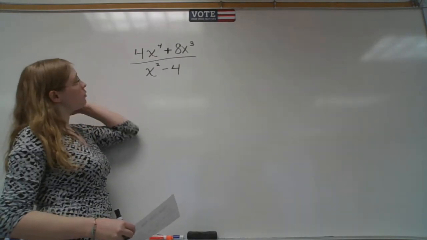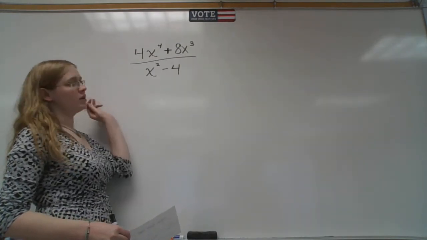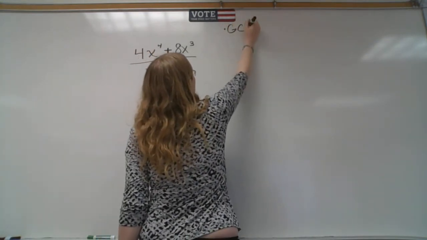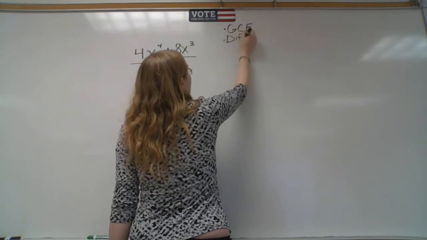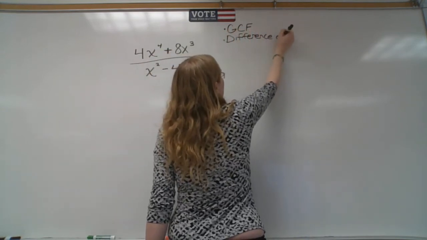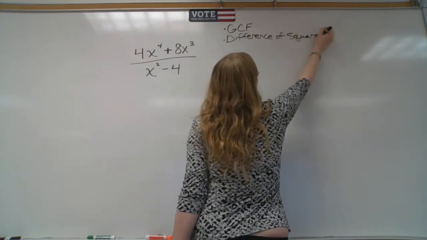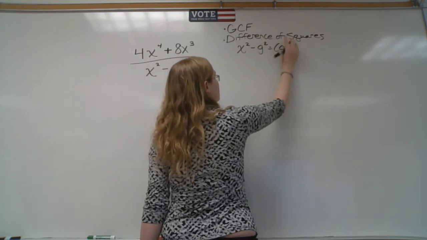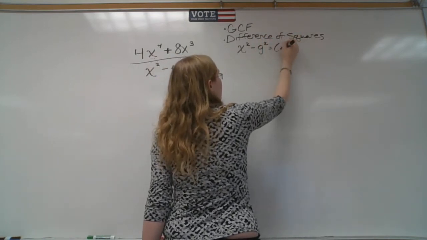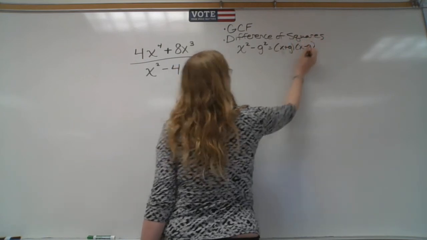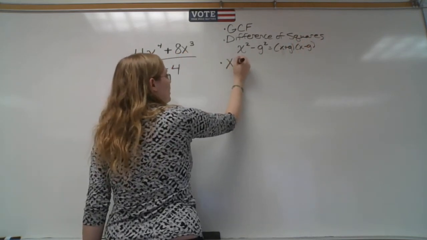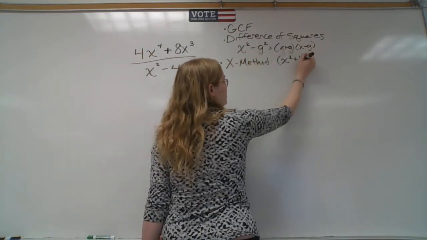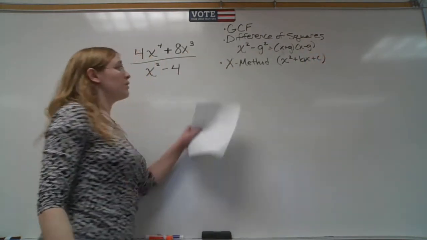Okay, so 4x to the fourth plus 8x cubed over x squared minus 4. So remember, we've got 3 kinds of factoring. We've got GCF, we've got difference of squares, and that's the one that looks like x squared minus g squared factors to x plus g, x minus g. And then we've got the x method, which we use for x squared plus bx plus c. So we've got our 3 methods of factoring.